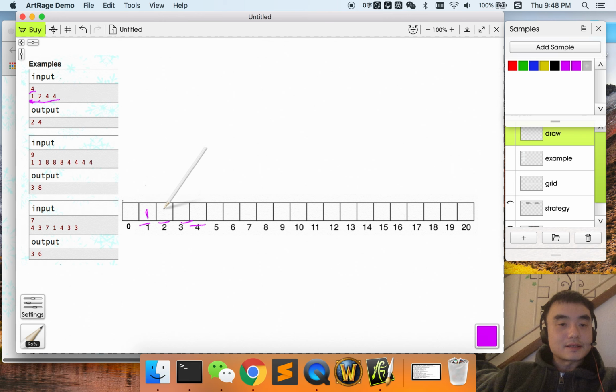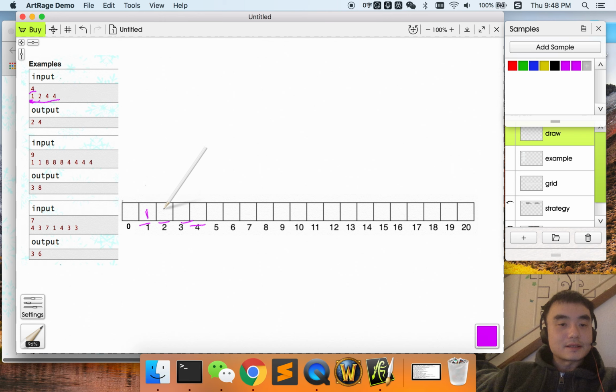So the output here is the minimal number of houses we can occupy, right? After we move some of the people. So we need to move these people in a certain way. For one person, we have 3 options. One is to stay at the same place. One is to move him to the left. And the third is to move him to the right, right? For this guy, we have 3 options. And also for this guy.